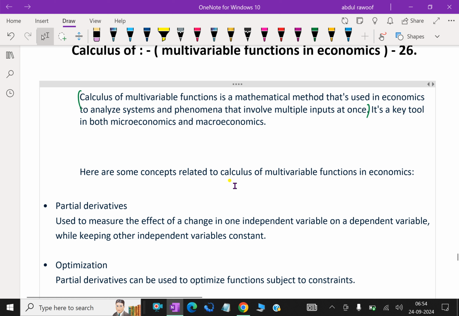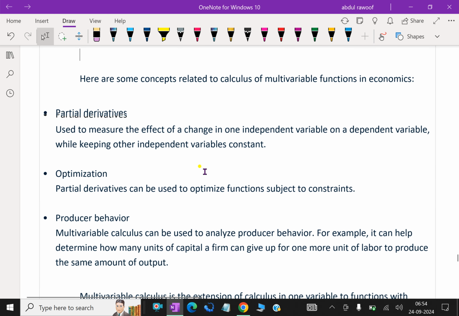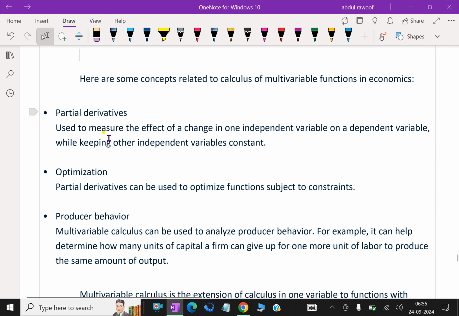The calculus is very useful to analyze economic functions, and we'll do some definitions. Partial derivatives are used to measure the effect of a change in one independent variable on a dependent variable while keeping the other independent variables constant. That means with multiple variables, we consider one variable at once and the other is a constant. That's called a partial derivative.